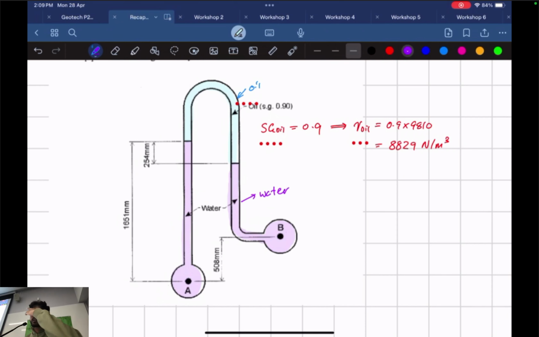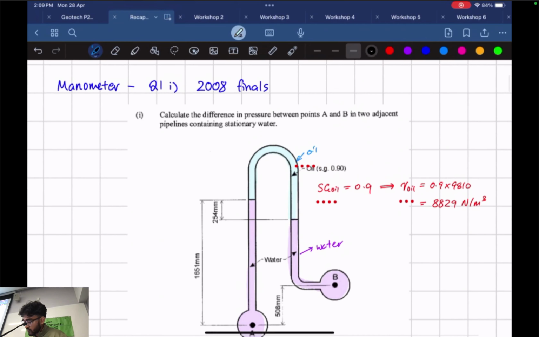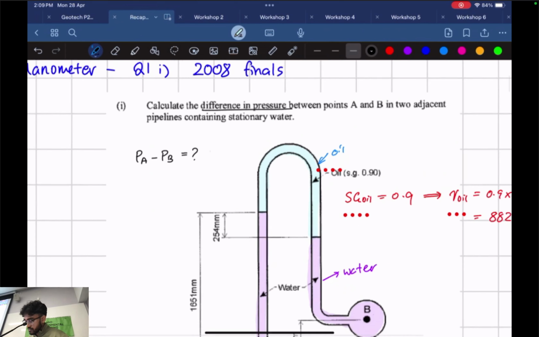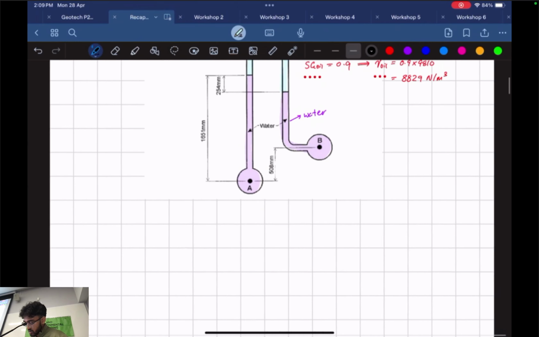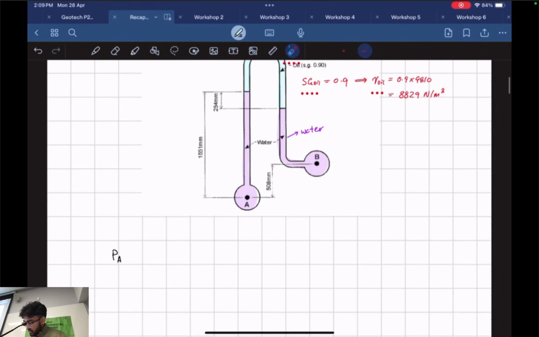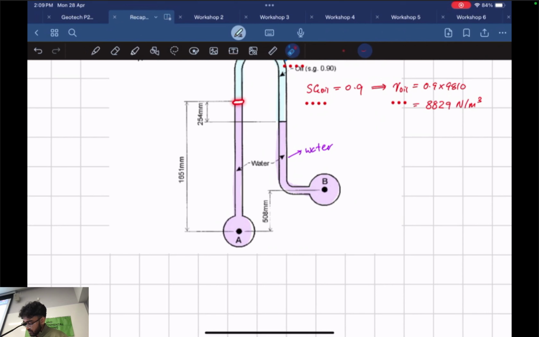So how do we write the manometer equation for something like this? I'm going to start at point A. By the way, they're asking for the difference in pressure between the 2 points, so what we're trying to find is PA minus PB. However, I'm still going to start from point A. So pressure at A, and because this water ends up at a higher depth than point A, is our pressure difference going to be positive or negative? Negative. Perfect.